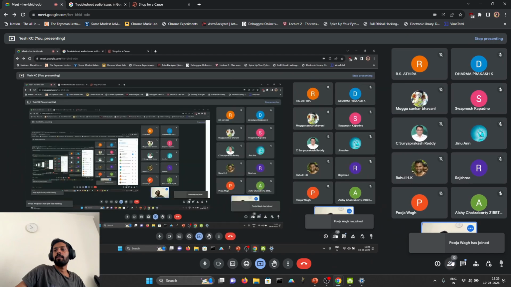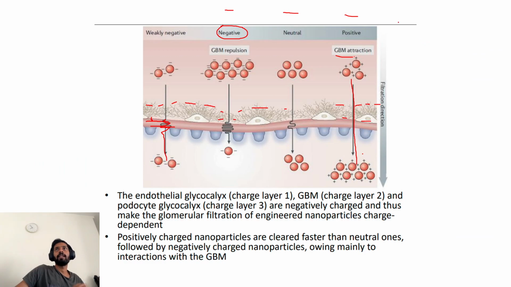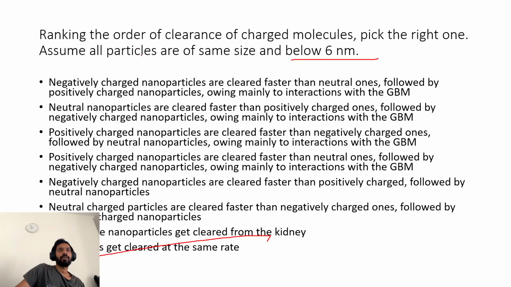Yeah, so positive. Positively charged particles will get cleared the fastest, followed by neutral and then negative, right? So positively charged particles get cleared faster than neutral ones, followed by negatively charged particles, owing mainly to interactions with the GBM. Yeah, so that's the correct answer.